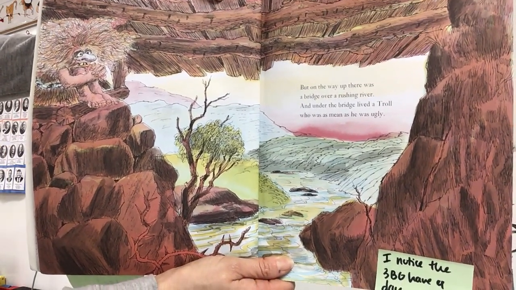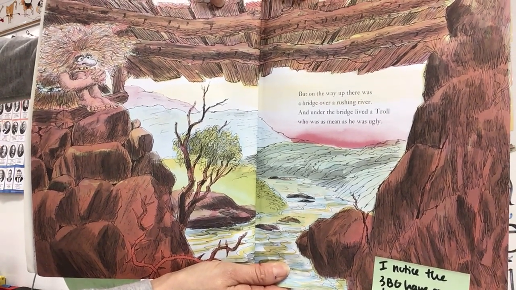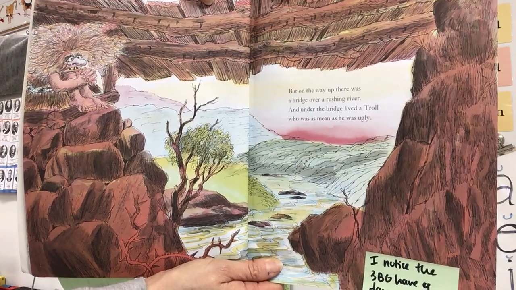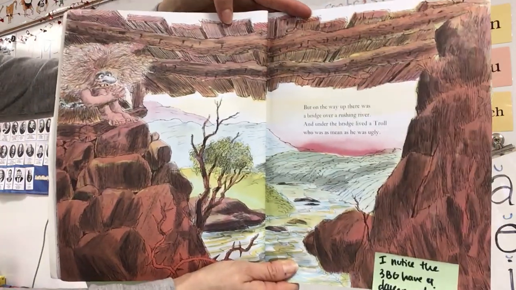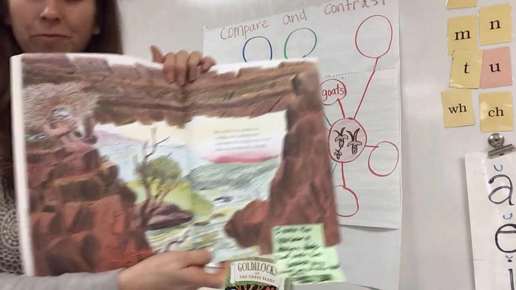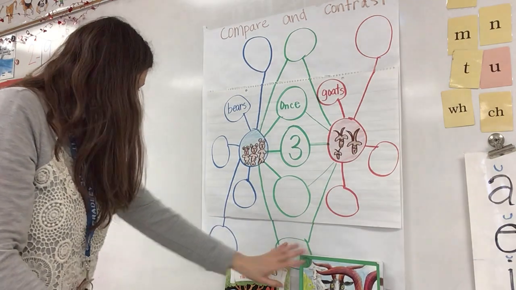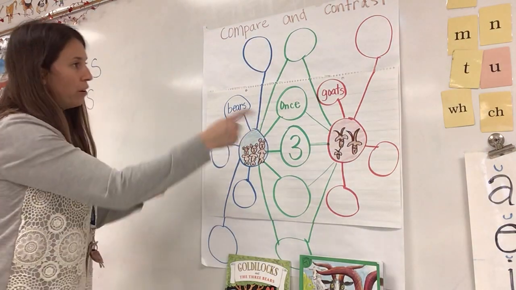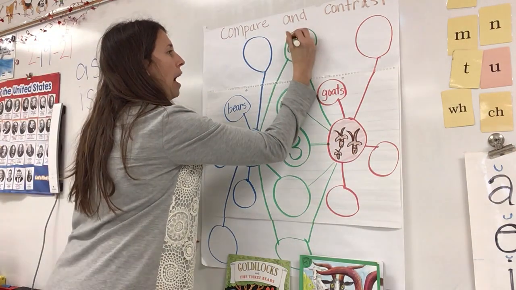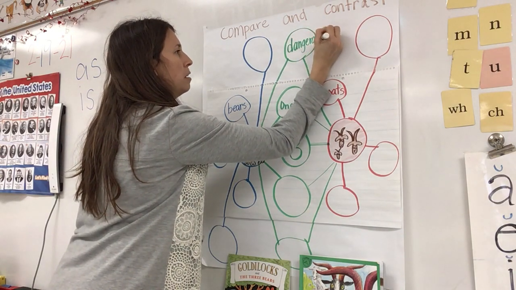I noticed something in this story that's similar to Goldilocks and the 3 bears. They both have characters who go through a dangerous path, right? Think about Goldilocks. So they both have a dangerous path. That's similar.